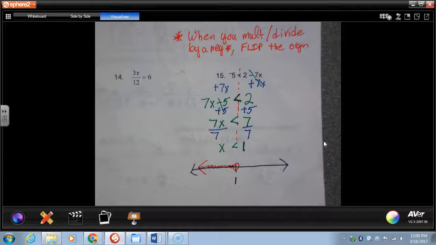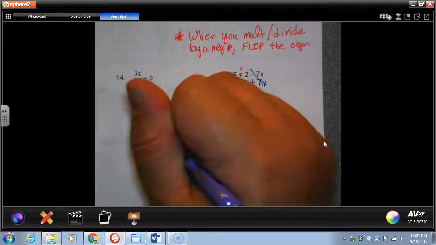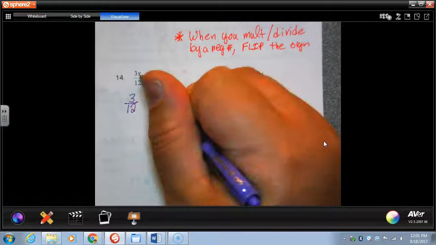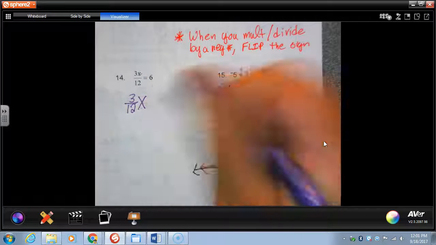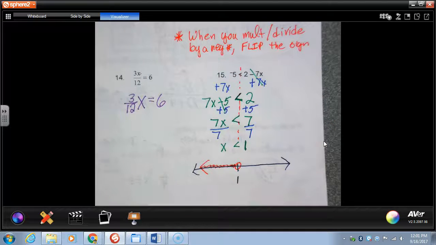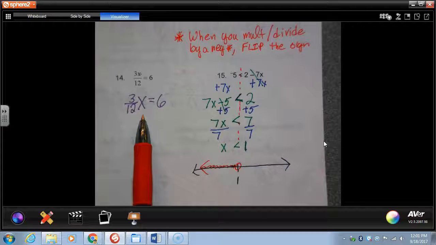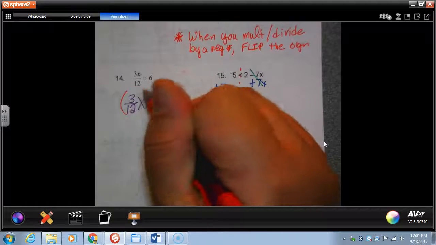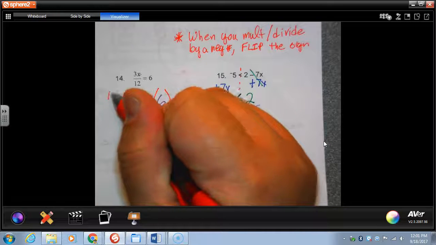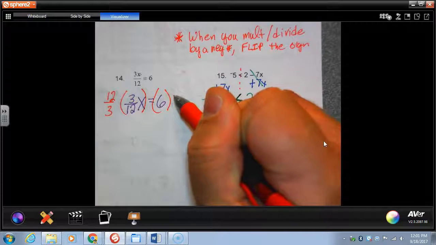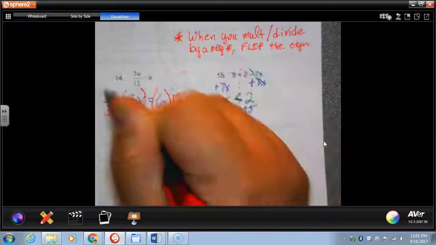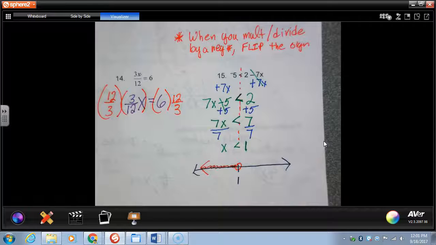I will start you on number 14. What's the easiest way to get rid of a fractional coefficient? I'm going to pull the x out since it's in the numerator. I'm going to divide it just like if it was a regular number, right? So I would divide by 3/12. When you're dividing fractions, you're actually multiplying the reciprocal, right? Now, can you guys get it from there?